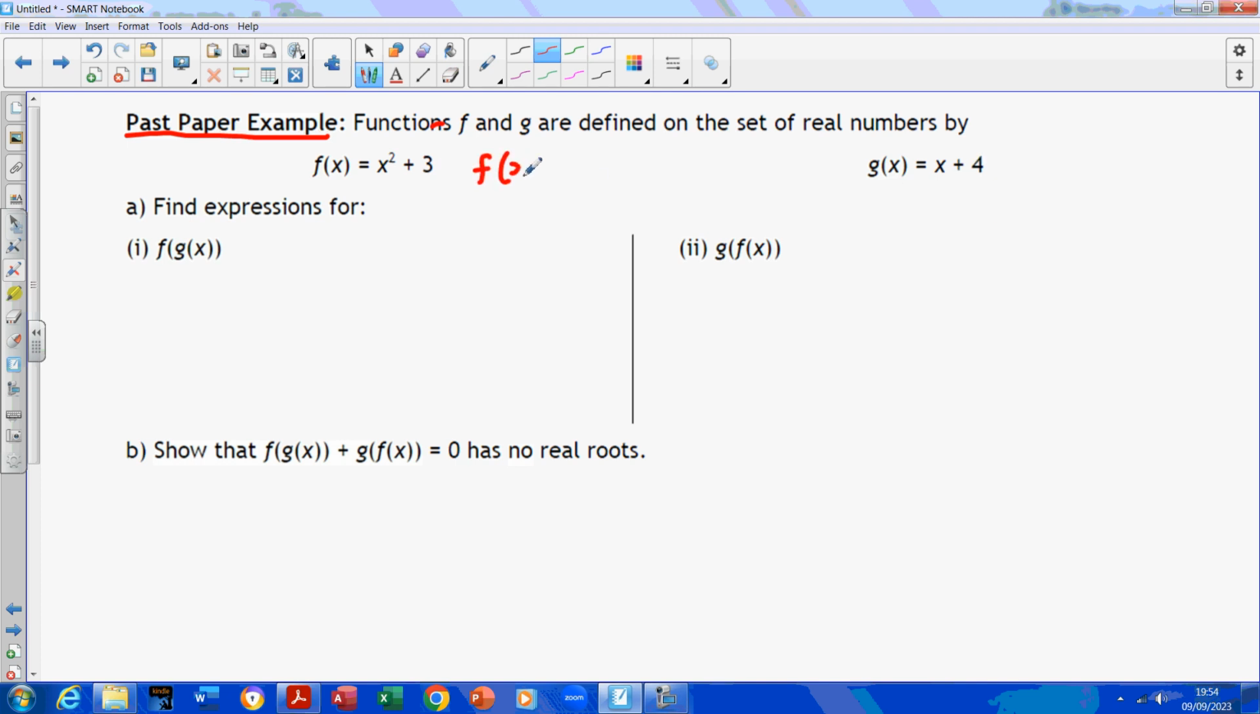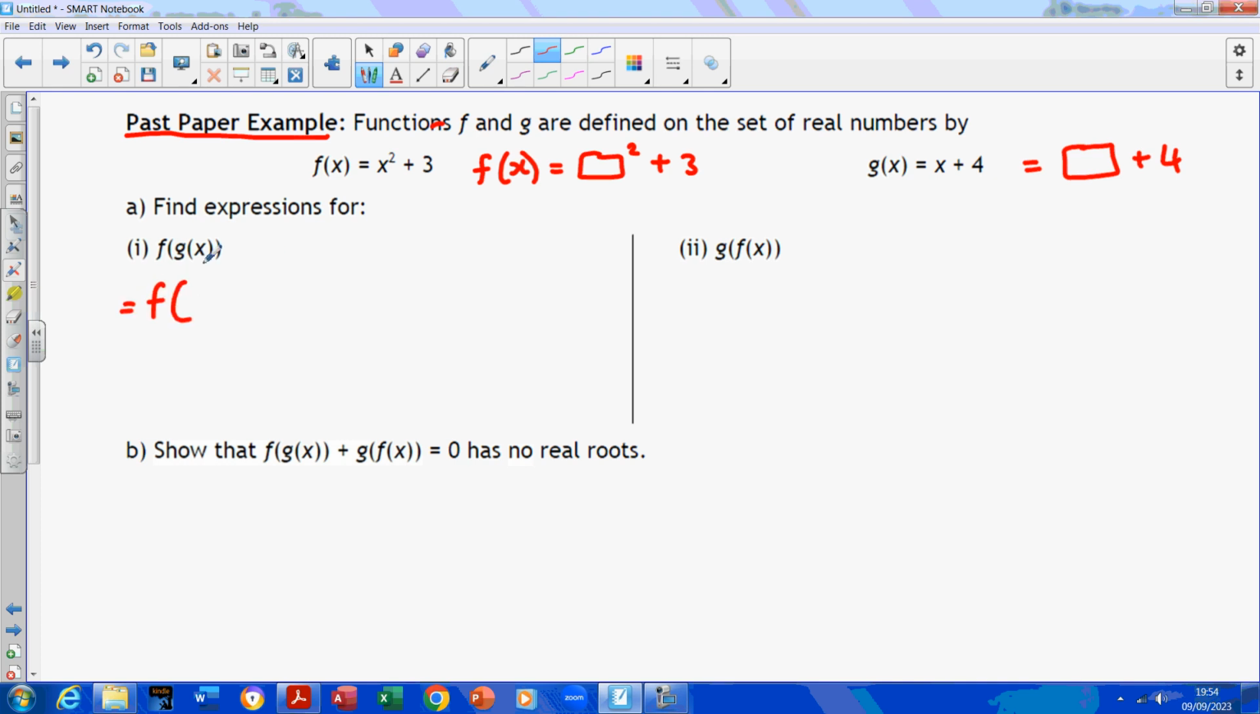So function f, what does it do to the thing in the bracket? It squares it and it adds on 3. What does function g do to the thing in the bracket? It writes it down and it adds on 4. So now we want to find an expression for both of these composite functions.